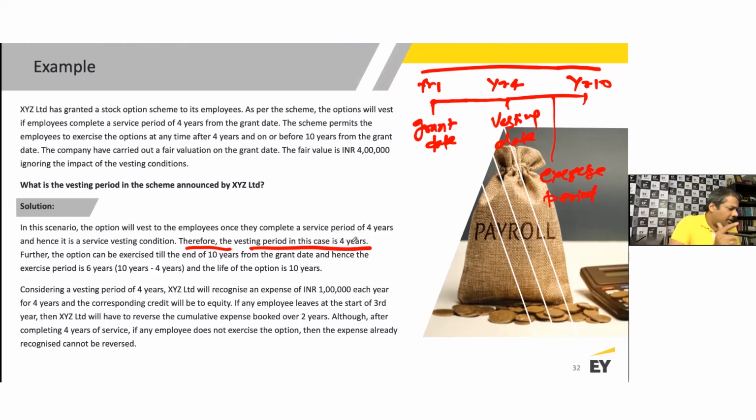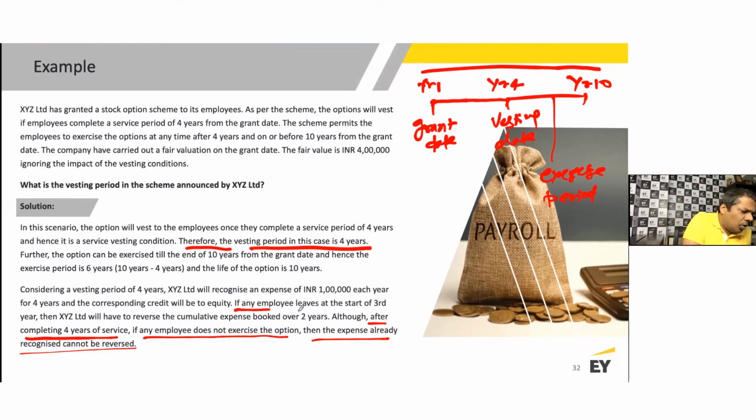Now, this is important. Although after completing the 4-year service, if any employee does not exercise the option, the expense already recognized cannot be reversed because you have already earned the award. I, as an employee, decided not to exercise; that's my choice. The company has already paid the benefit. That is what I need to record as compensation cost.